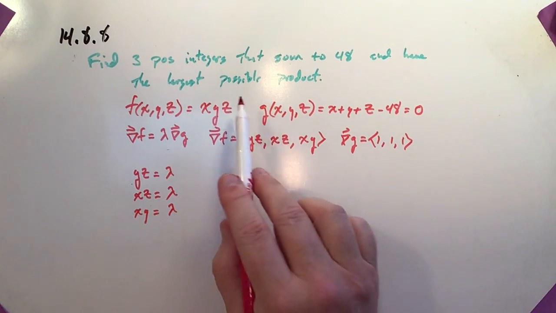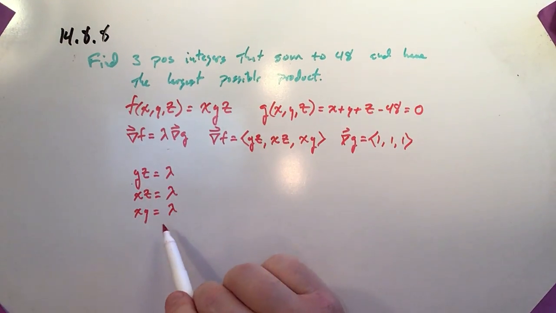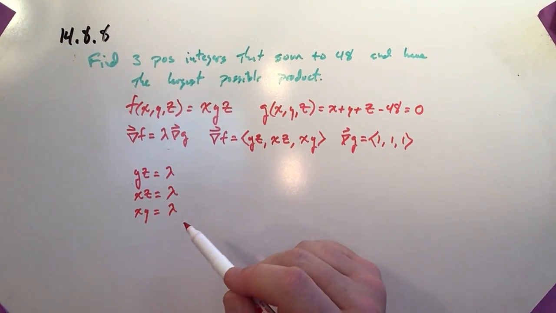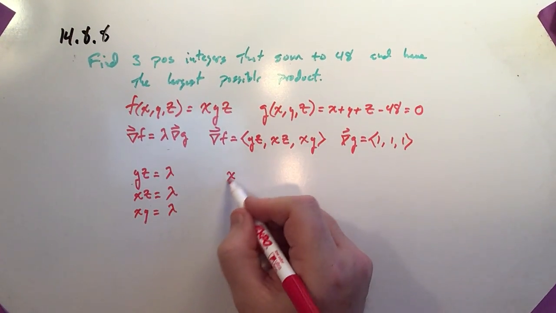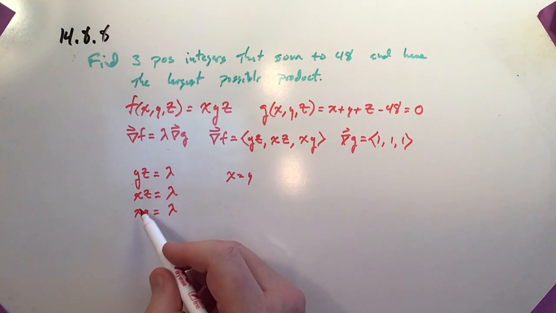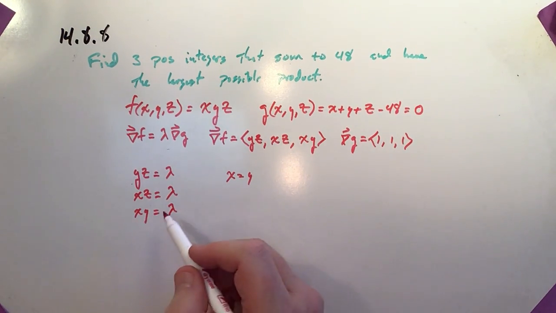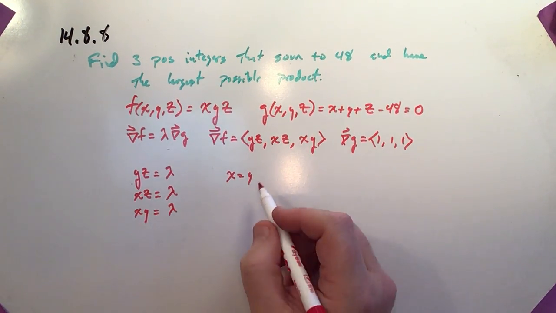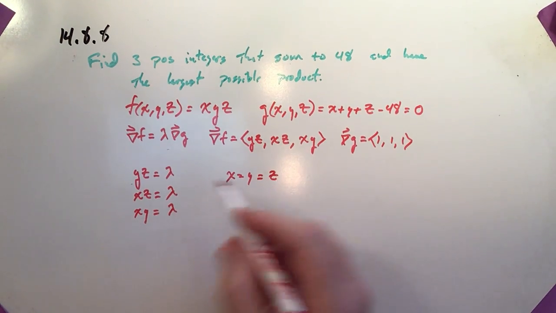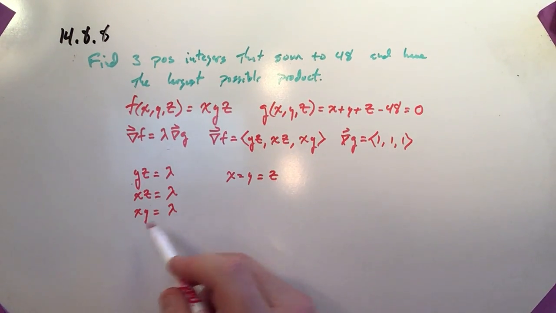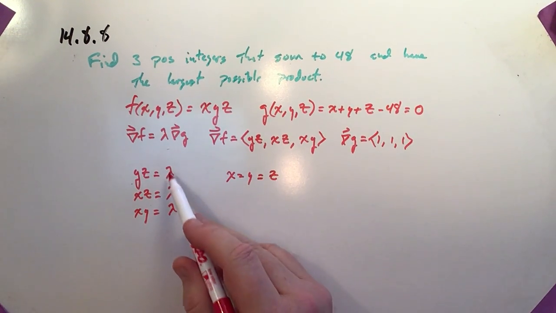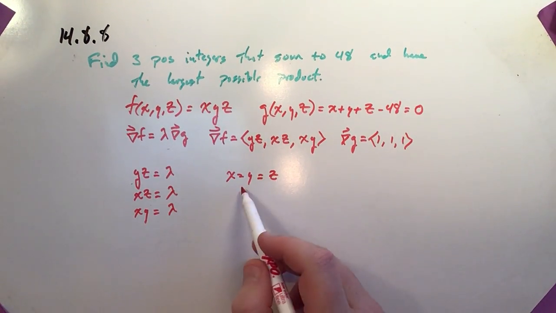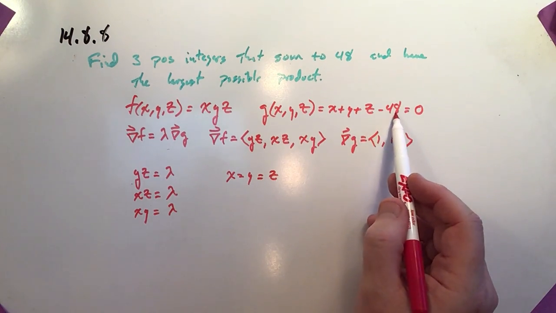Well, once again, we've ruled out the possibility that any of these could be 0, and that's good. That means I can divide by them. So that means yz equals xz, or that x equals y. Further, that xz equals yz, so that z equals y. So I get the condition from the Lagrange multiplier that these all have to be equal to each other in order to achieve this. And of course, the constraint says they add to 48.